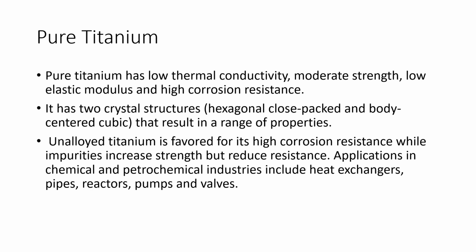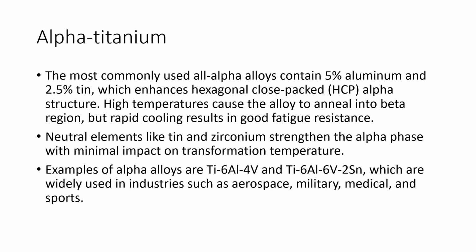Applications are always in chemical and petrochemical industries such as heat exchangers, pipings, reactors, pumps, and valves. For alpha titanium, the most commonly used all alpha alloys always contain 5% of aluminium and 2.5% of tin, which will enhance the HCP alpha structure.